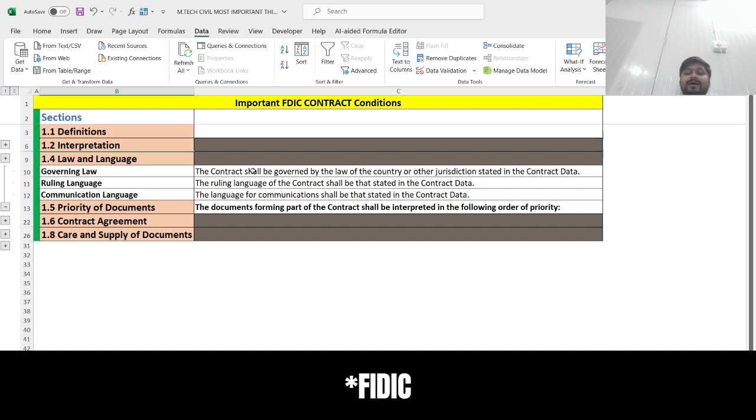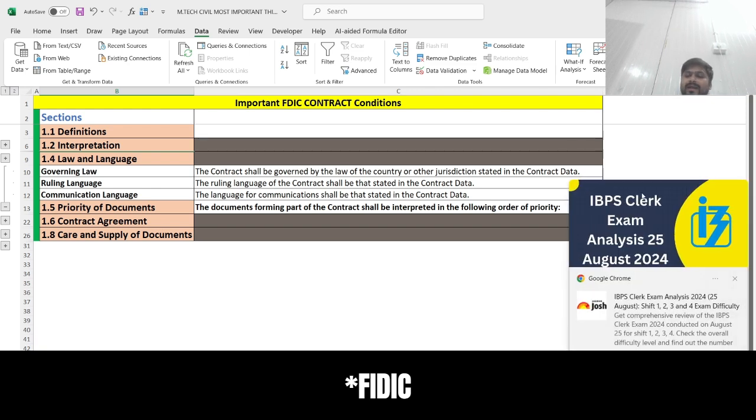And for every project, there has to be one particular mode of language in which the communication will be happening. That will also be given in the contract. Generally, it is English. All right. So these are basically the things that come under law and languages. And every party, whether it is the employer or the contractor, everybody has to follow these law and languages.